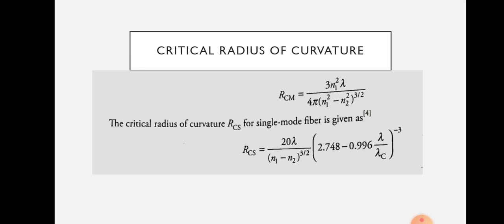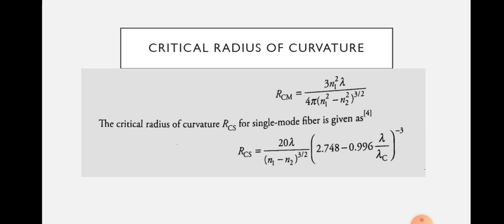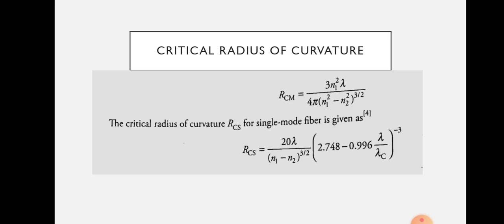The critical radius of curvature for single mode fibers is given by RCS equal to 20 lambda divided by (n1 square minus n2 square) all raised to 3 by 2, into (2.748 minus 0.996 lambda by lambda c) all raised to minus 3. This is the critical radius of curvature, and this is all about the bending loss.